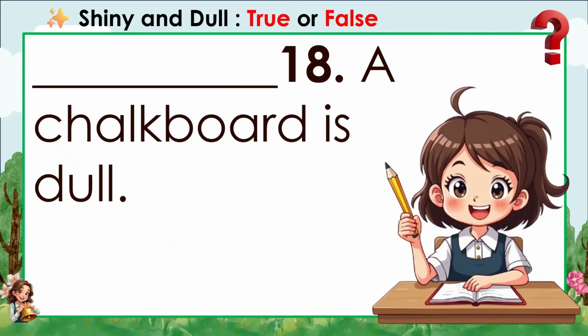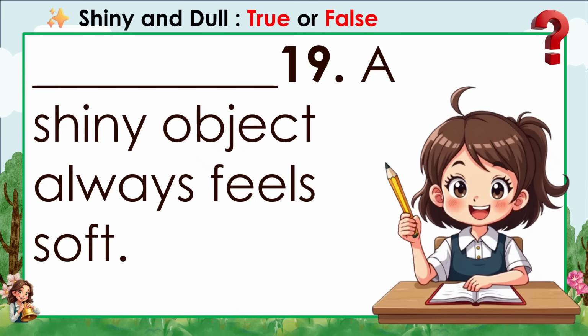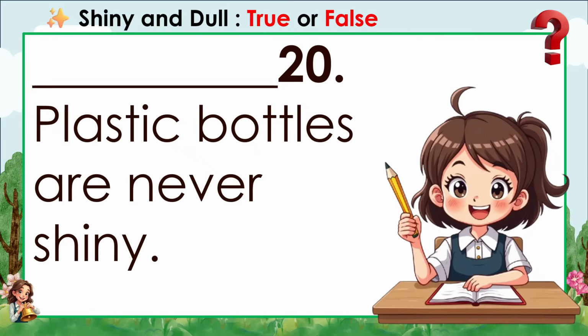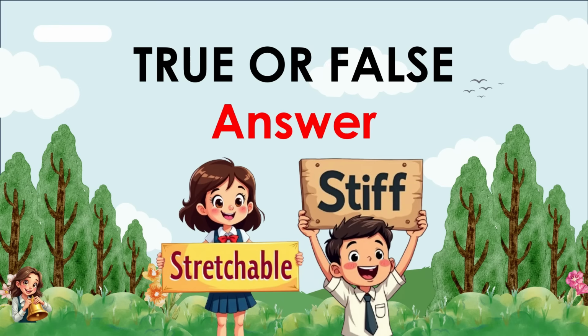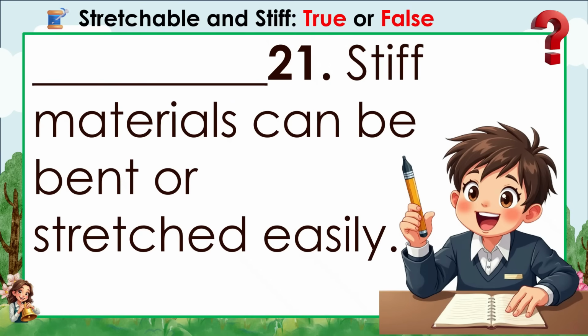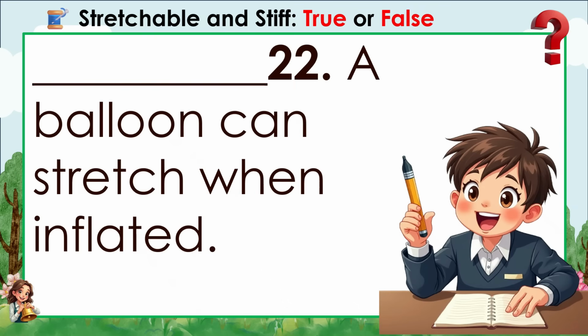18. A chalkboard is dull. True. 19. A shiny object always feels soft. False. 20. Plastic bottles are never shiny. False. Answer for stretchable and stiff. True or false? 21. Stiff materials can be bent or stretched easily. False. 22. A balloon can stretch when inflated. True.